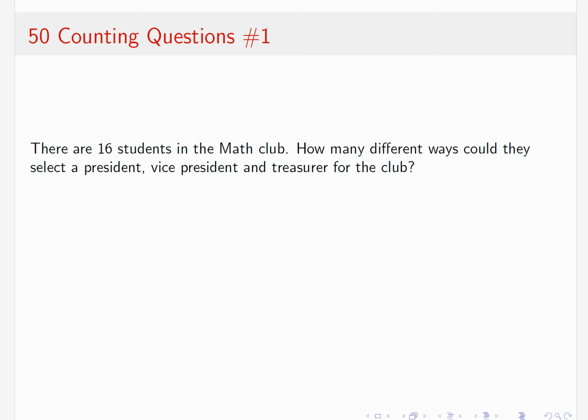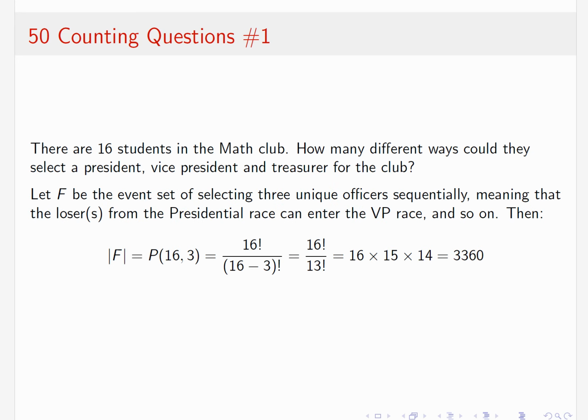So these are draws without replacement. Why? Because once you've selected a president, that person cannot be either vice president or treasurer, right? So we're looking at 16 permute 3. Why? Because out of 16 possible officers, we're choosing 3, and order does matter. Reminding you of the formula and how it simplifies, the solution is 3,360.